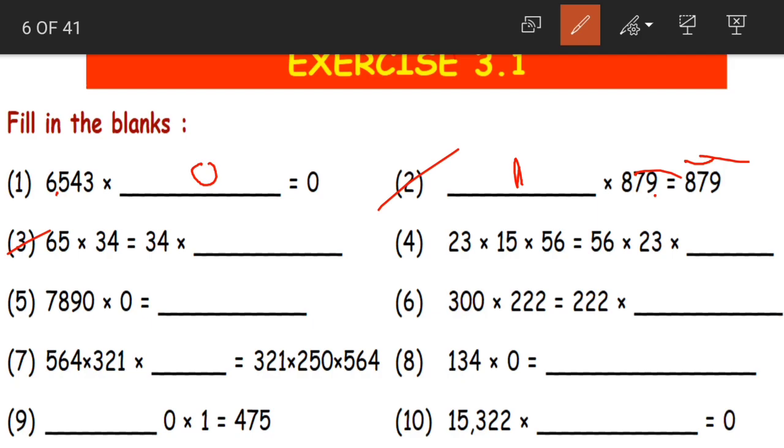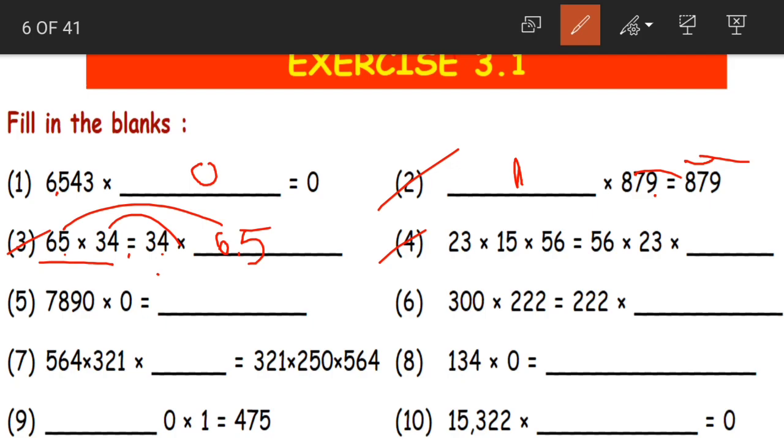Coming to question number 3. 65 into 34 is equal to 34 into dash. See here, which property is being used? The property that the product will be same even when the order of the numbers being multiplied is reversed. First here we had 65 into 34, that is nothing but 34 into 65. So even when the order is reversed, the product will be same.